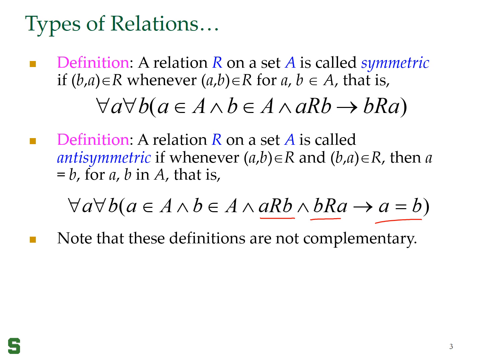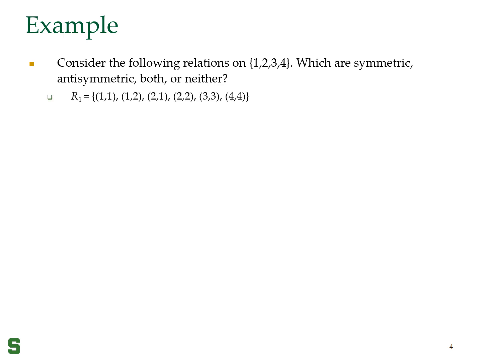Again, as I said, the definitions are not complements of each other. It's possible for a relation to be neither antisymmetric nor symmetric. Let's look at the previous example and see which relations are symmetric, antisymmetric, both, or neither.